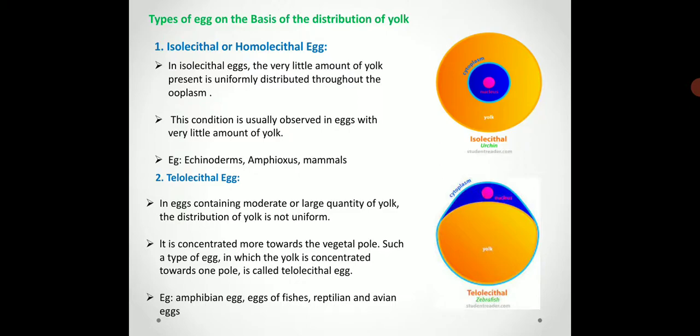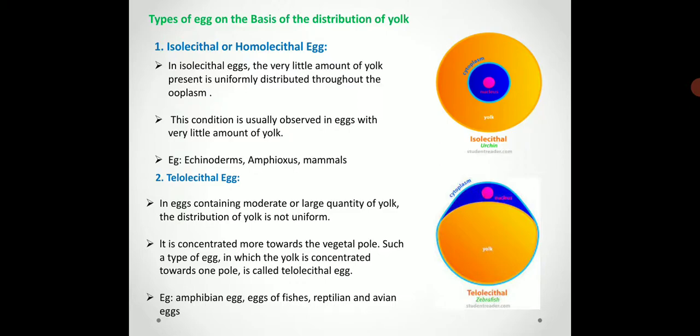First one is the Isolecithal egg. See here, in the case of echinoderms, Amphioxus and mammals, you can see a very little amount of yolk. This yolk is uniformly distributed throughout the ooplasm, and this condition is usually observed in eggs with very little yolk. That type of egg is what we call an Isolecithal egg or Homolecithal egg.